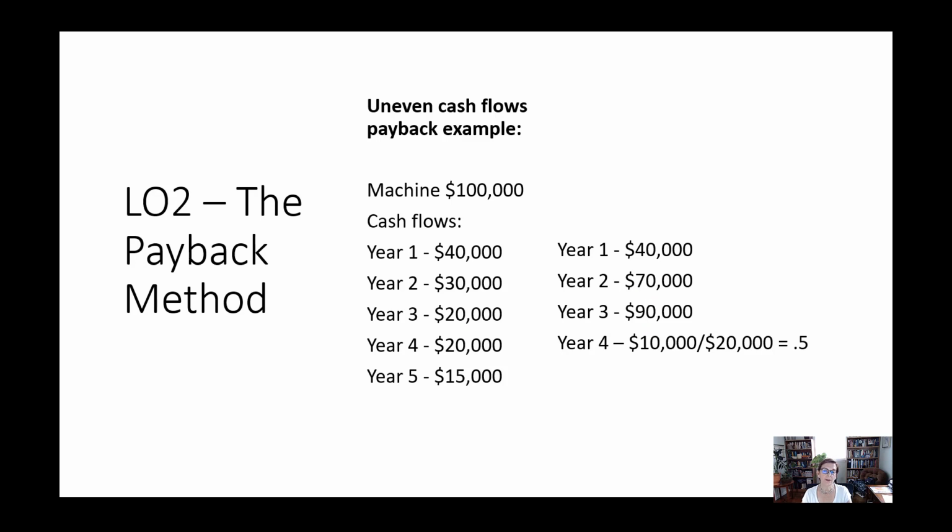Now in year 4 is where it gets a little tricky because now we need another $10,000 to get up to the $100,000, right? But in year 4, we get $20,000 of inflows. So how long is it going to take us in the year? Well, we need 10,000 and there's 20,000 occurring during the year, so it's going to take us half of a year to earn that other 10,000. So our payback here is 3.5 years. Now again, is that acceptable or not, we don't know, because we don't know what the company's criteria are.